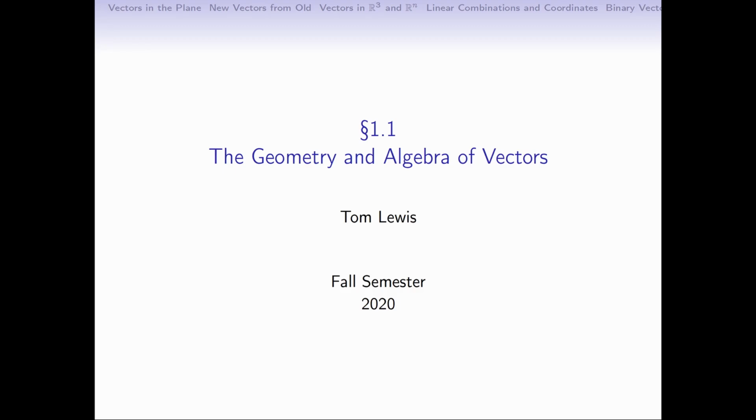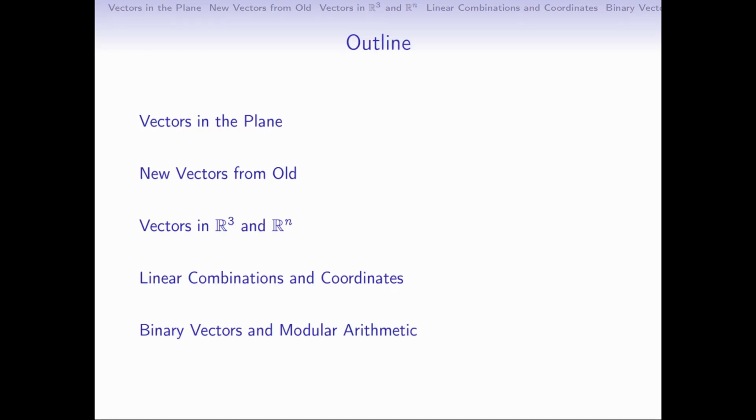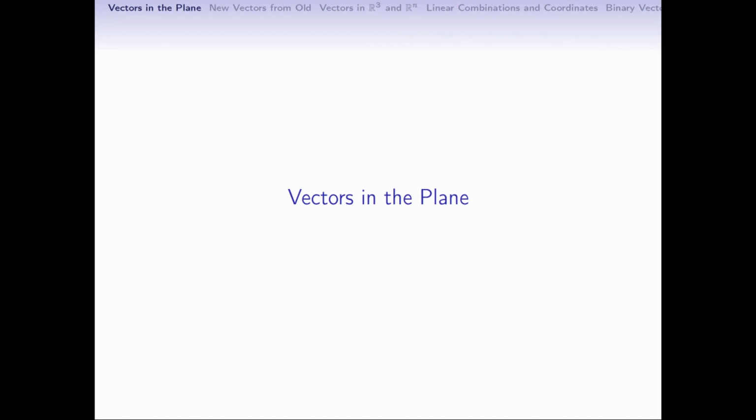Welcome. In this video lecture, we're going to cover the first part of section 1.1, the geometry and algebra of vectors. Now, I've divided this section up into 5 different parts: vectors in the plane, new vectors from old, vectors in R3 and Rn, and I'll cover those 3 topics in the first video lecture here. And then we'll take up linear combinations and coordinates and binary vectors and modular arithmetic in a second video lecture on section 1.1. So let's begin with vectors in the plane.